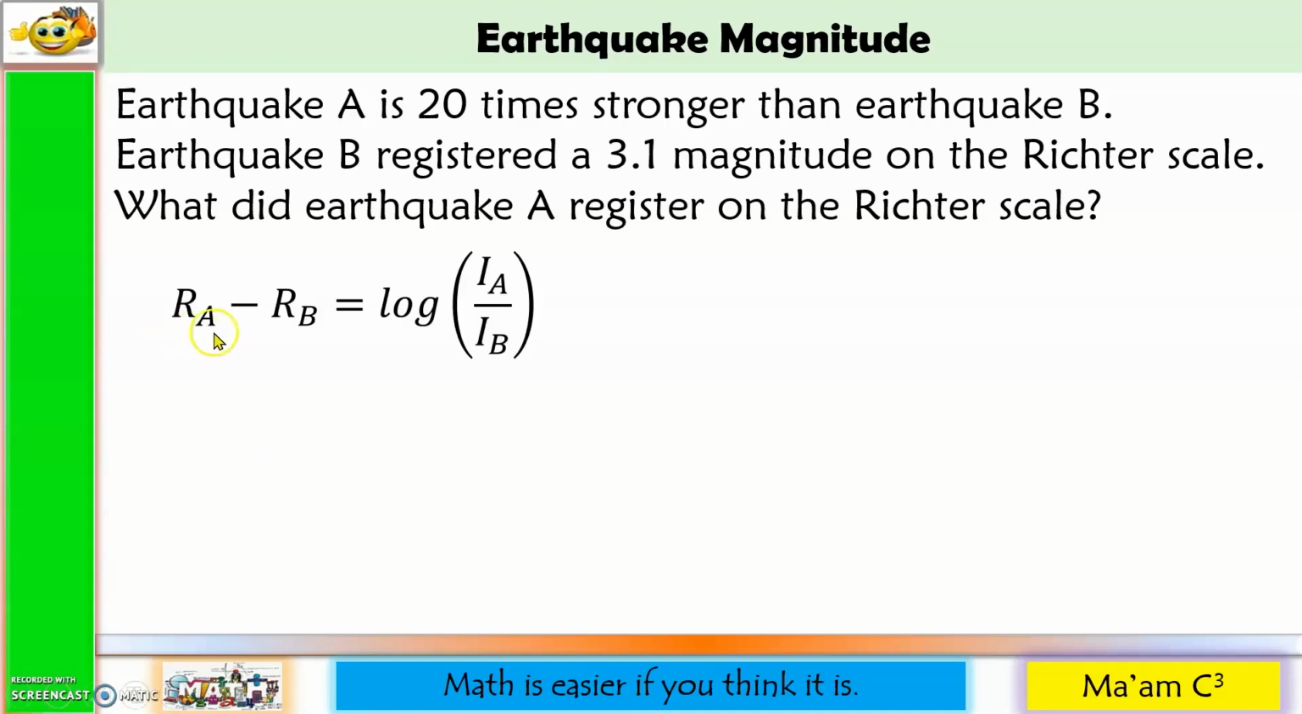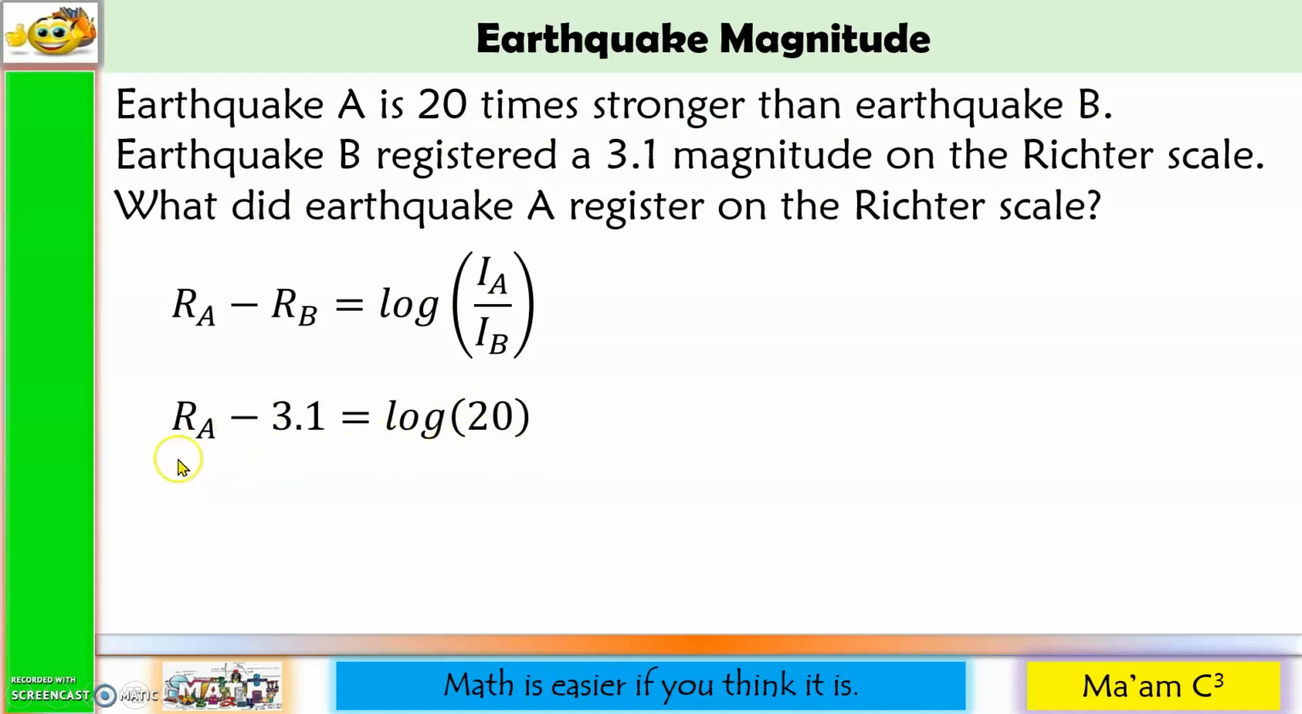So the magnitude of earthquake A is not given. The magnitude of earthquake B is given, and that is 3.1. The ratio of their intensity is also given, and that is 20 times. Earthquake A is 20 times stronger than earthquake B. Let us substitute those. So we have R sub A minus 3.1 is equal to the logarithm of 20.